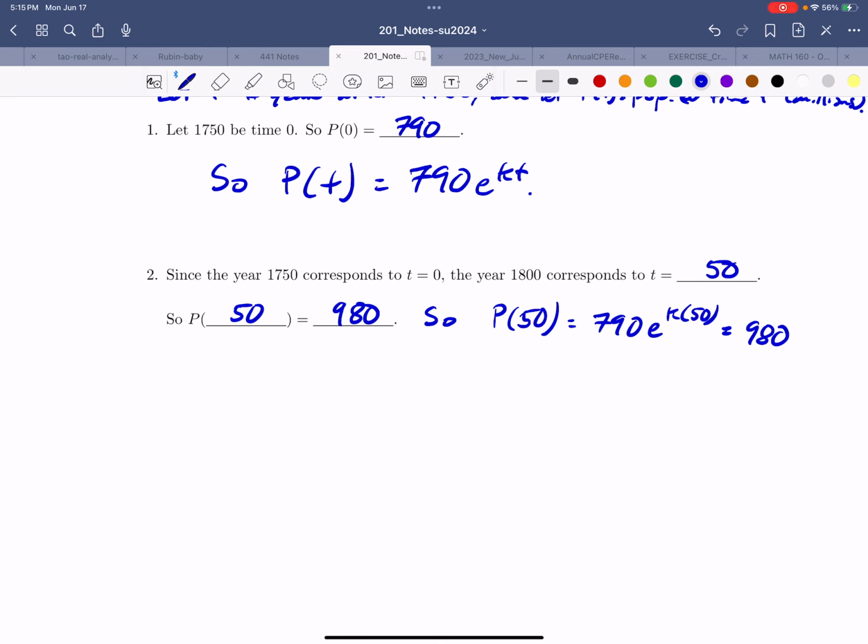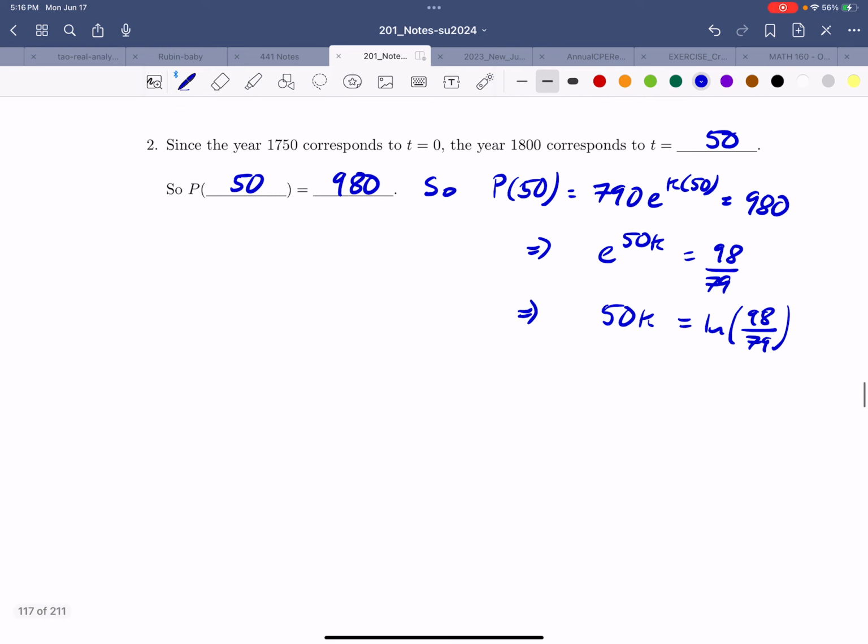Again, everything is a number except for k, so we can solve for k. We're going to get e to the 50k equals 98 over 79. Take the ln of both sides. I'm not going to write it on the left, it's just going to be 50k. On the right, it's going to be ln of 98 over 79. So then we get k equals 1 over 50 ln of 98 over 79. Remember, this is not our answer. This is just solving for k to get our answer.